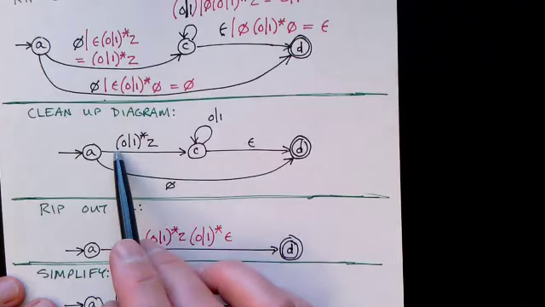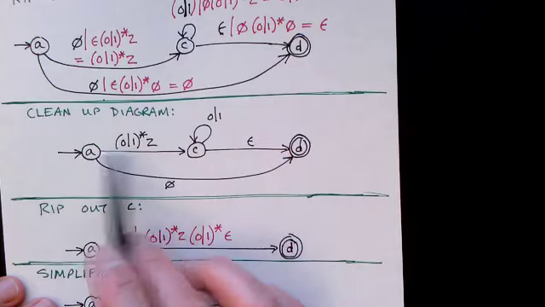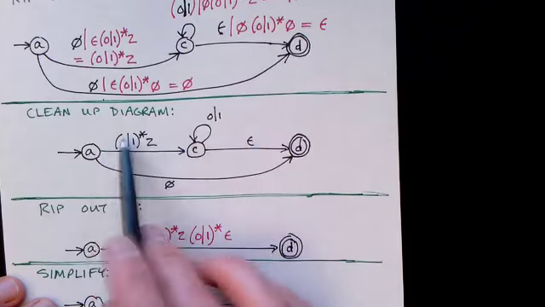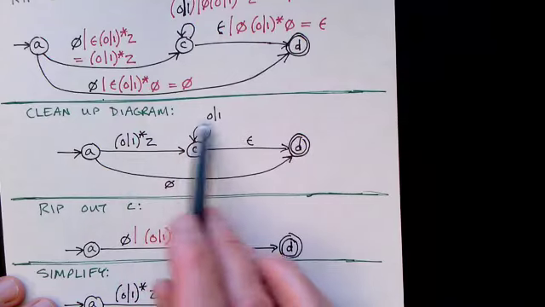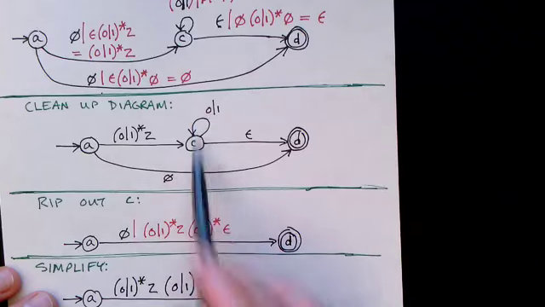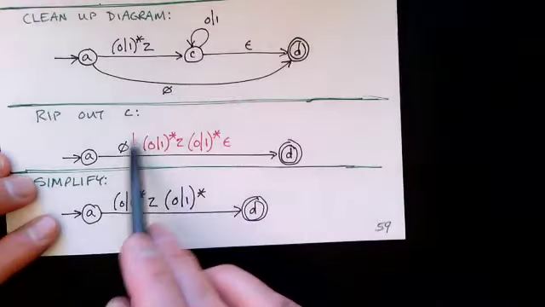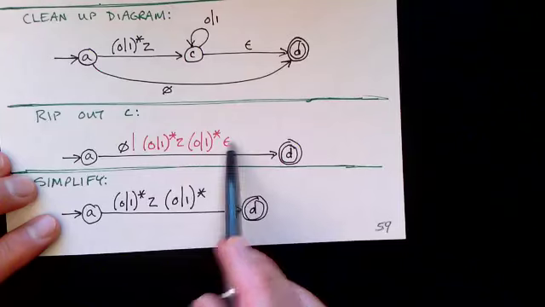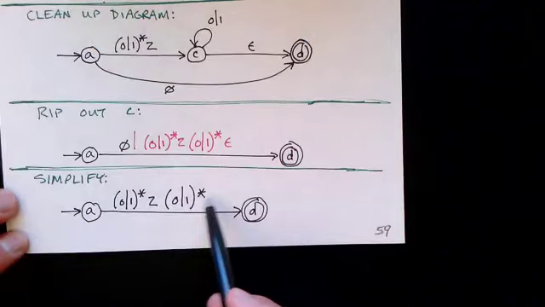So the only edge that's left is the empty edge here, but now we have a way to get from A to D by going through C. 0 or 1 star 2, followed by 0 or 1 star, followed by empty. And if we simplify that, the empty string goes away here, and we get 0, 1 starred, 2, 0, 1 starred, which is exactly the answer we were looking for.